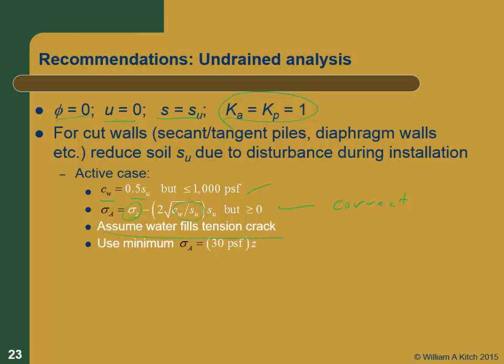They also recommend using a minimum sigma A of 30 PSF times Z. And that seems appropriate to me too.